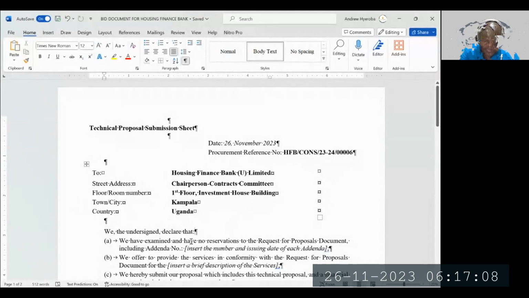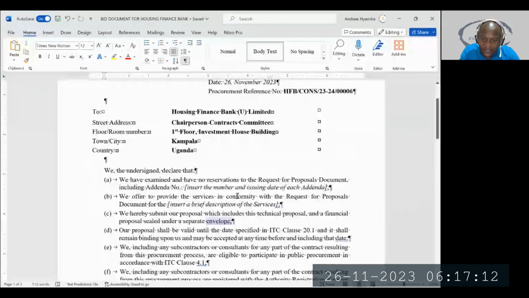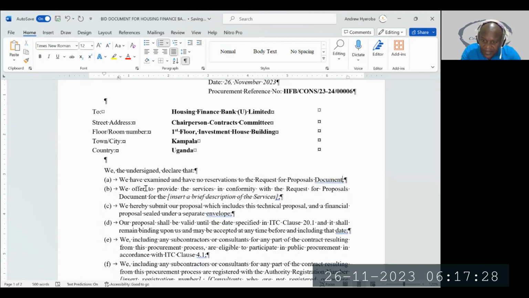Okay, so we, the undersigned, declare that we have examined and have no reservations to the request for proposals, including the addenda. They did not have addenda, isn't it? If there was addenda, then we would have inserted the addenda. So we delete that. Okay. And then we go to the next.